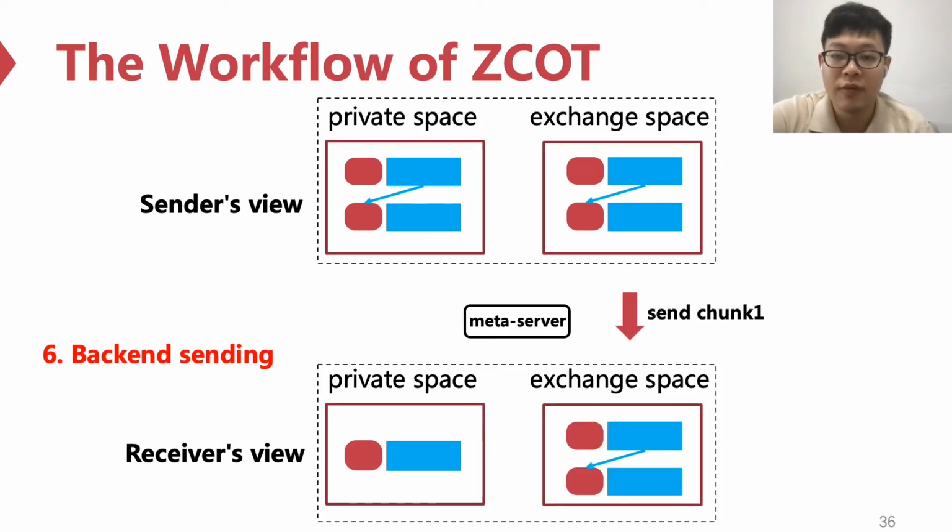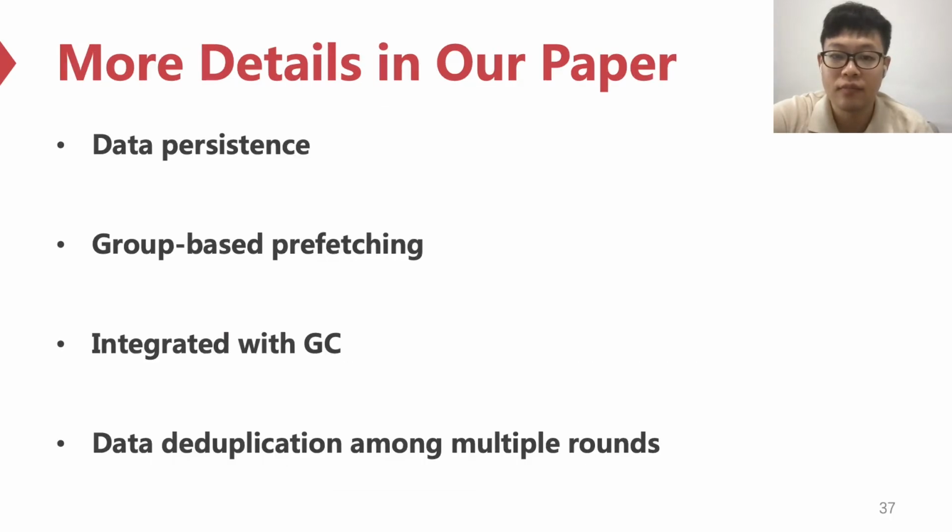Finally, JVM1, the sender, will send chunk 1 to the receiver at the given address. Now the receiver can directly access those objects without any change. Now we have introduced the basic workflow of ZCOT, but we actually discuss many details in our paper.